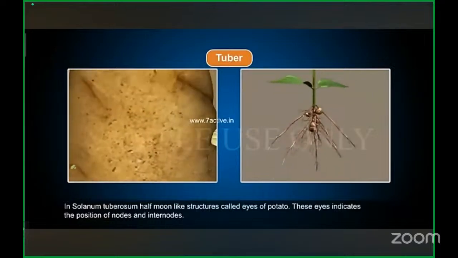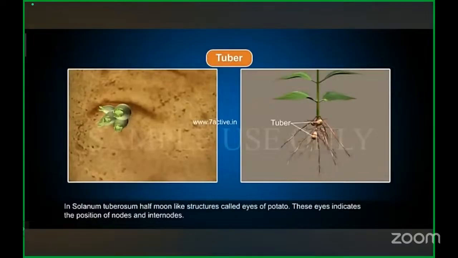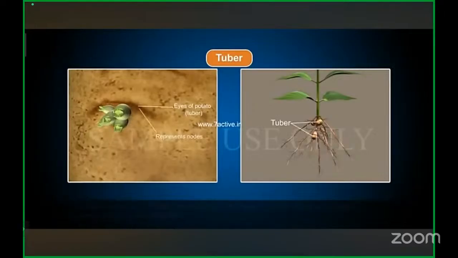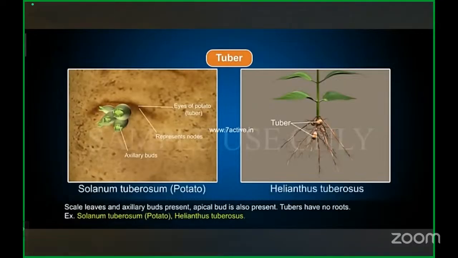Tuber. In Solanum tuberosum, half-moon-like structures called eyes of potato. These eyes indicate the position of nodes and internodes. Scale leaves and axillary buds are present. Apical bud is also present. Tubers have no roots. Example: Solanum tuberosum, potato, Helianthus tuberosus.